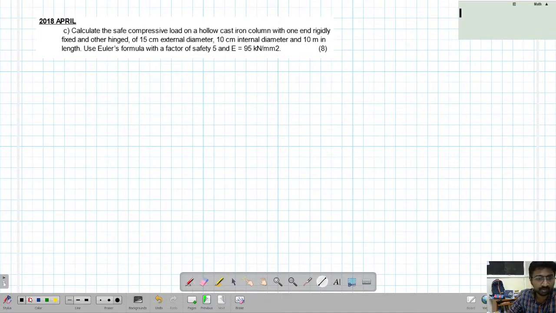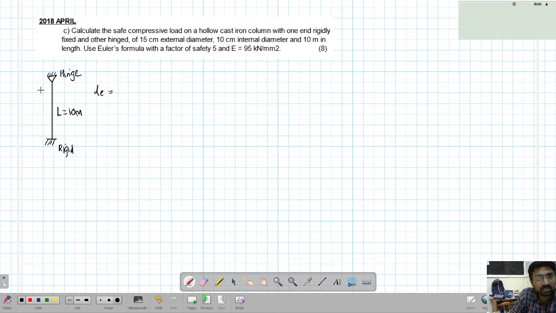First I will draw the column here. The length of the column is given, and I will clearly draw the boundary condition. One end is rigidly fixed, so this is how you show a rigid connection. The other end is hinged, so this is how you show a hinge. Now the length of the column is given as 10 meters.